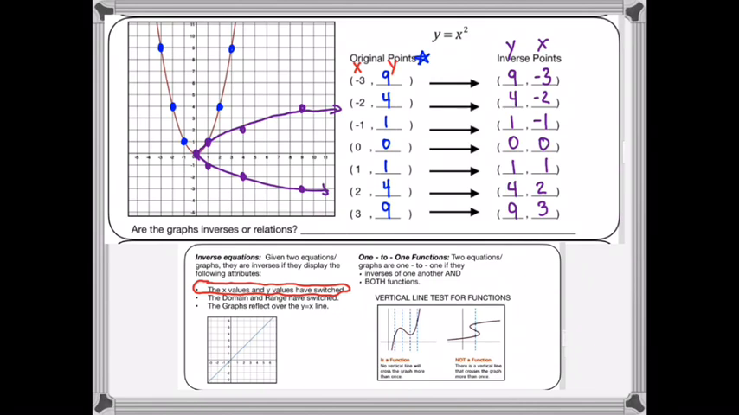So what we want to do is see if it's going to be one-to-one, okay? That means, is the purple parabola that is over on its side a function as well?